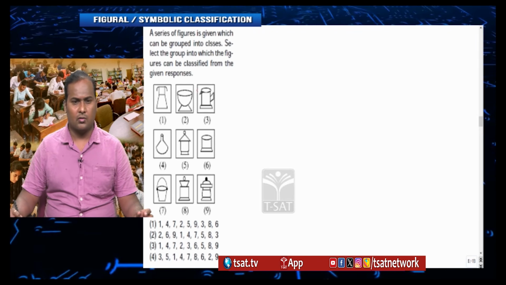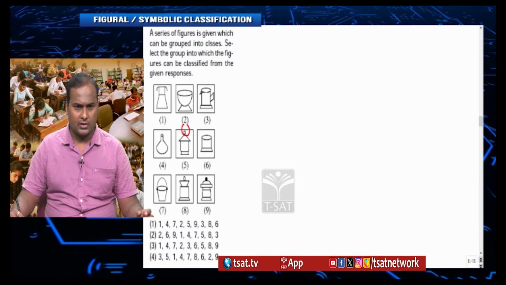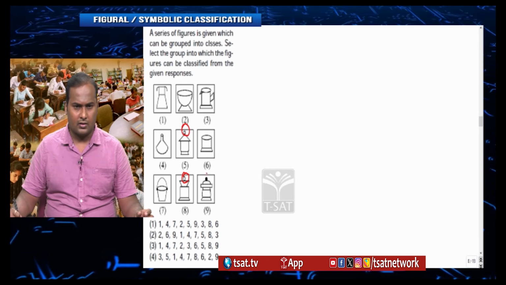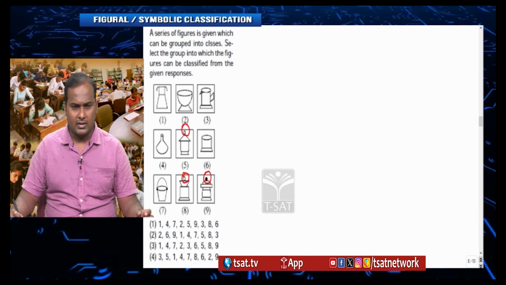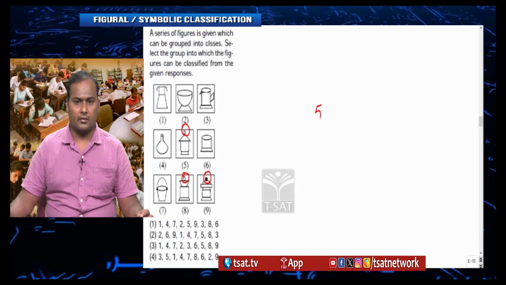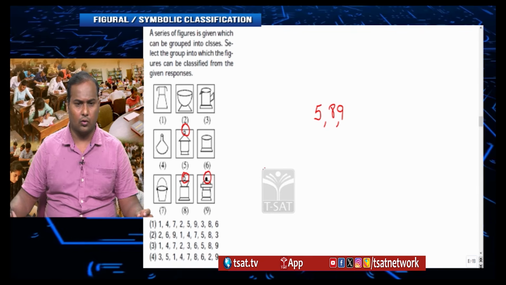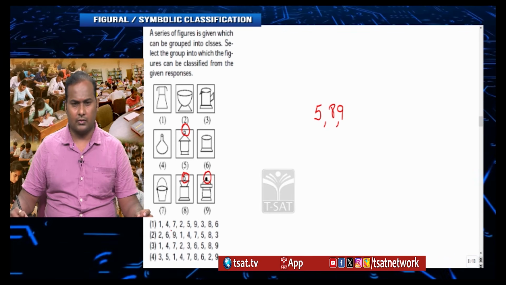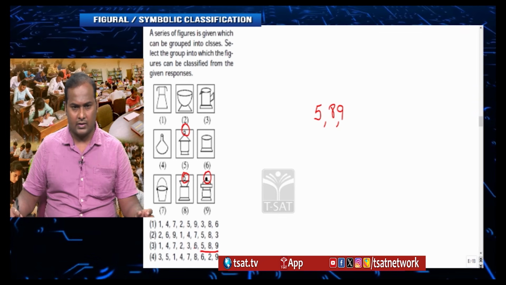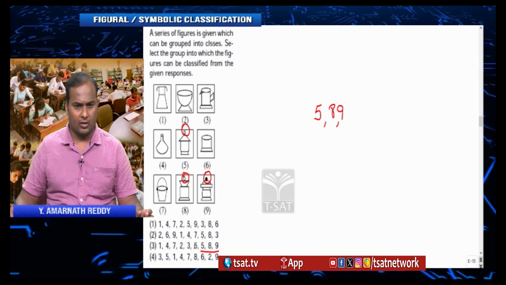So by seeing this, what I can observe is, in figure 5, the top portion is circle. In figure 8 also the top portion is circle. In figure 9 also the top portion is circle. So by seeing this, 5, 8 and 9 can form one particular group. So directly I will check the options now, whether I will get any answer or not. There is 5, 8, 9. So I will try to find out whether the remaining groups have any common character or not.